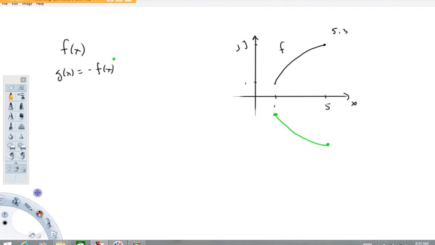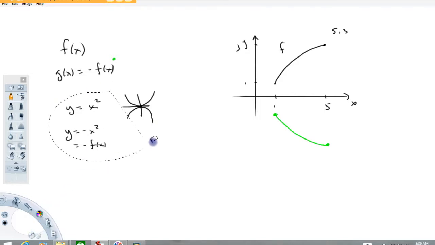Quick example of that. The function y equals x squared, hopefully you've seen enough graphs, looks like this. I like to call that the happy function. I think of it as an infinite smile. Y equals minus x squared, which would be minus f of x if this is f of x, is a reflection about the x-axis, right? All right, let's get rid of that.